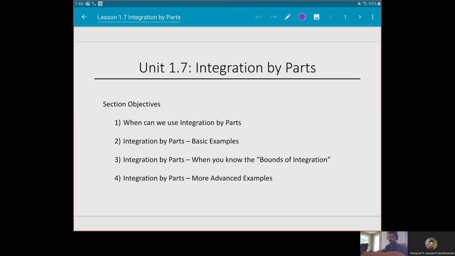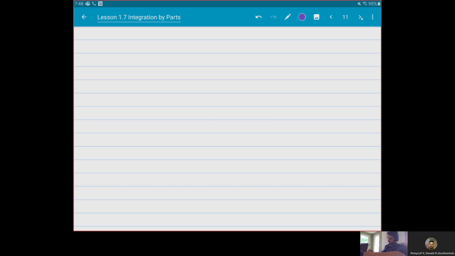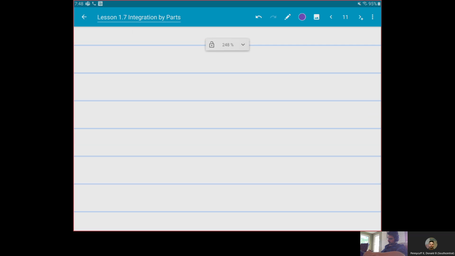All right, guys. So let's start our 1.7 integration by parts. Now, integration by parts is something that you use when substitution method fails. Just to give you an idea of what that would look like, let me insert a page and work a quick problem. So let's say we have 2x times sine of 3x minus 7 dx.